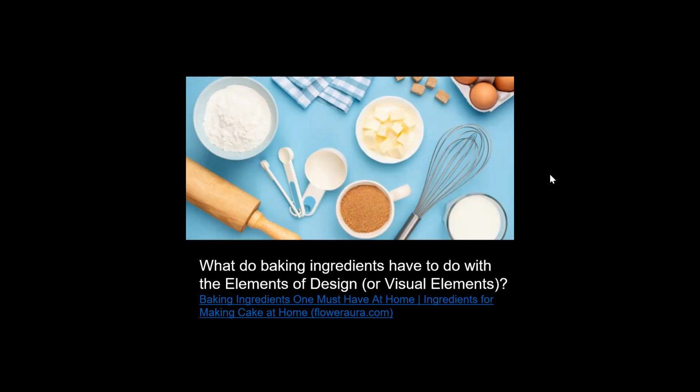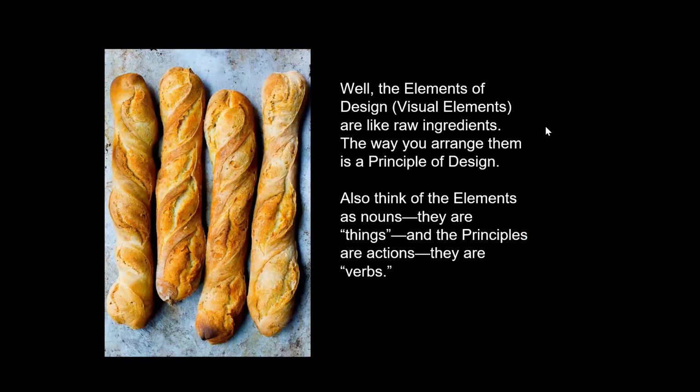Remember from last time I talked about baking ingredients as these kind of raw materials that you need in order to make something, but they're just things, they're not processes really. What we're talking about now with the principles of design is processes. In order to get baguettes, that was the example I used, we needed the raw ingredients from the previous slide. But it's really the arrangement of these things into baguettes, or in the case of art, that's the principle of design to get the finished product.